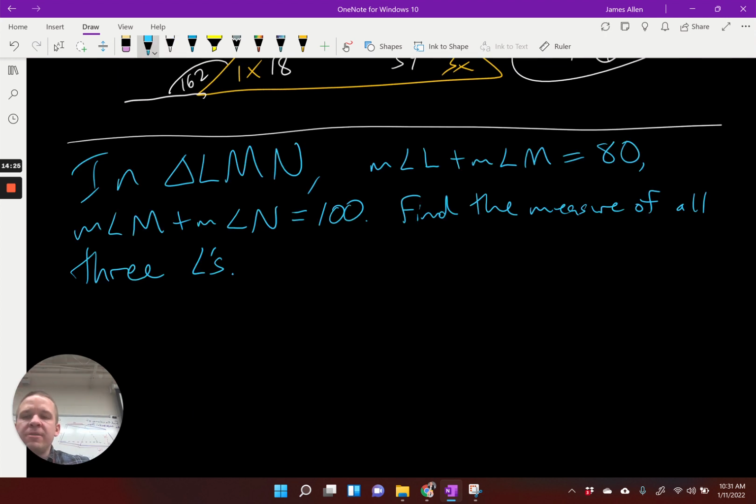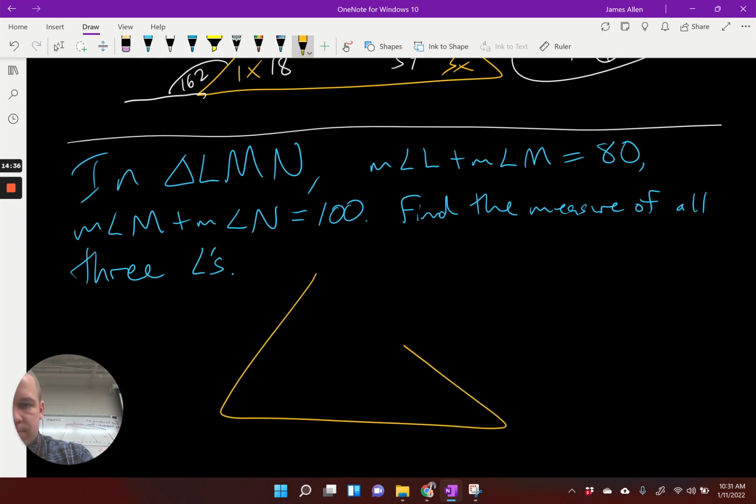All right. In triangle LMN, L and M add to 80, M and N add to 100, and find the measure of all three angles. I'm going to draw a picture for this.